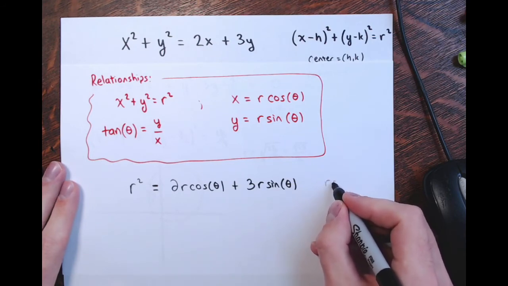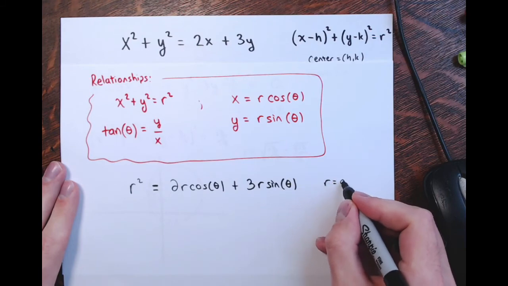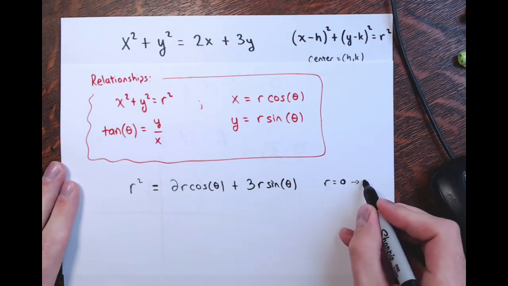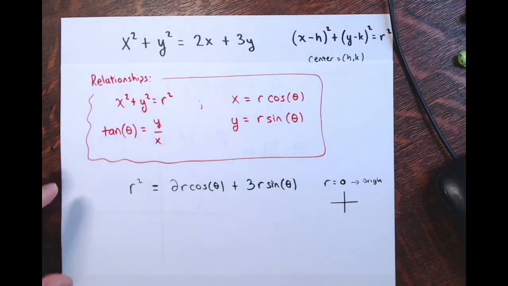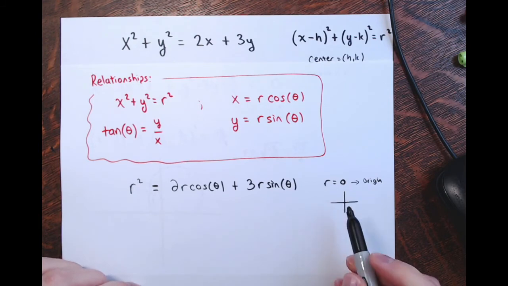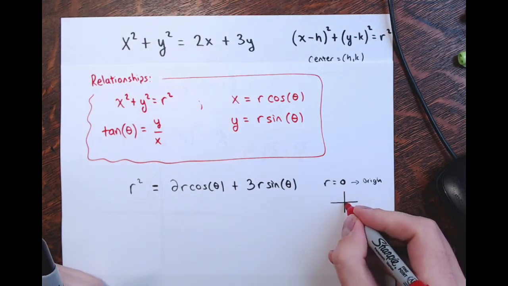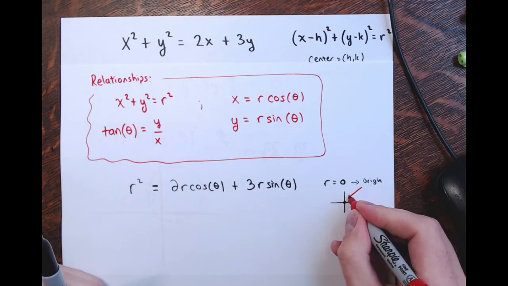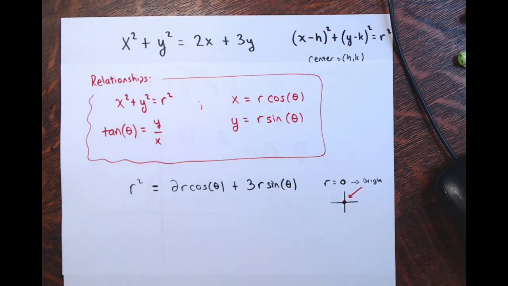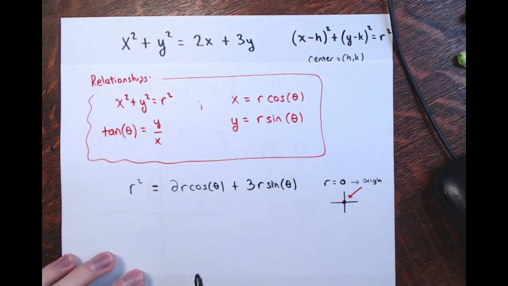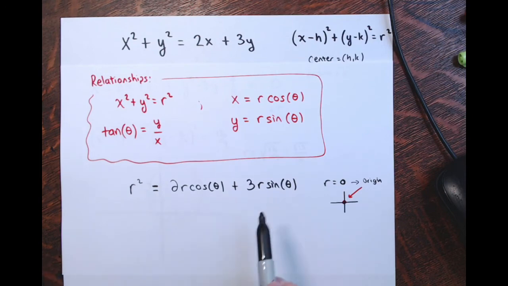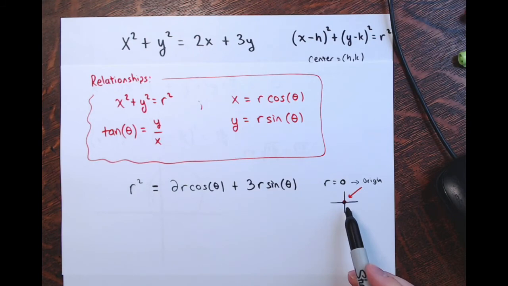Now, r equals 0. That's just the origin, right? Remember when you think about the two axes, the horizontal axis is the polar axis. r equals 0 means I'm 0 units away from the origin. It's this point here. So that would be one solution to this equation, r equals 0, but that's not an interesting graph.